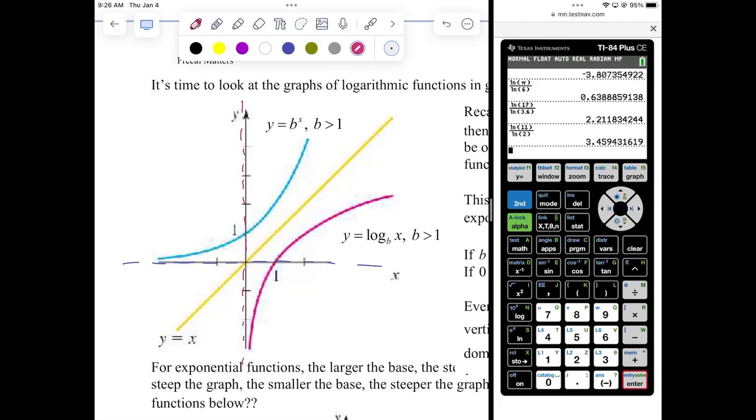And then what happens with the y-intercept on the exponential? The y-intercept is (0, 1). What happens to that y-intercept? It becomes an x-intercept of (1, 0). Remember, to find the equations of inverses, we interchange x and y. So we could do that point by point too. So (0, 1), if you flip it around, becomes (1, 0).